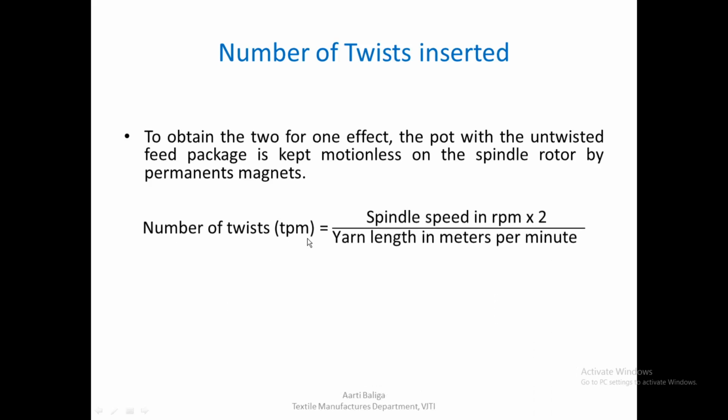So the number of twists, or twists per meter, is calculated by spindle speed in RPM into 2, because we are inserting 2 twists per spindle rotation, divided by yarn length in meters per minute. So we can calculate the number of turns per meter.